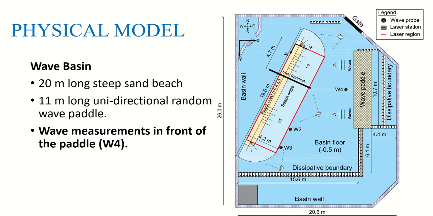patterns. So starting with the physical model, we've been using a wave basin. It's 26 by 21 meters, and there's a 20-meter long steep sandy beach sitting on the left side. On the other side, on the right, you can see an 11-meter long wave paddle able to generate unidirectional random wave signals. And as you can see, there is a point called W4.